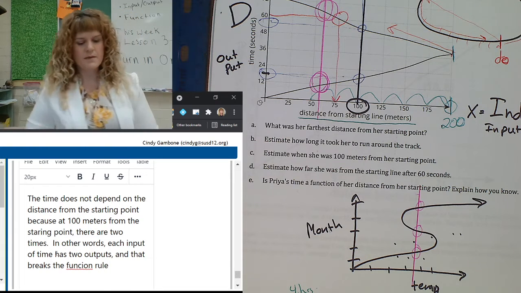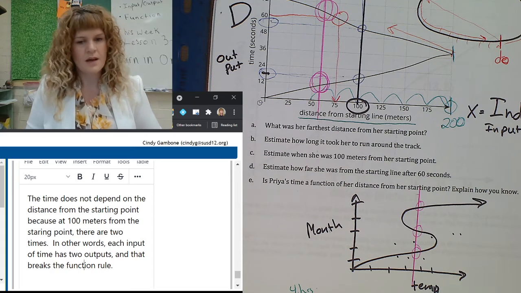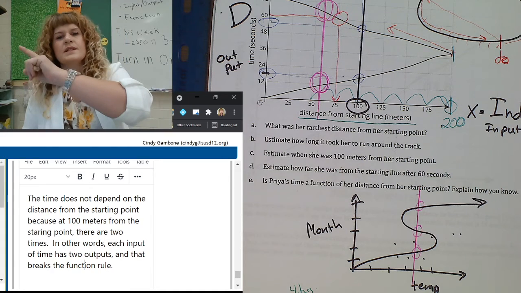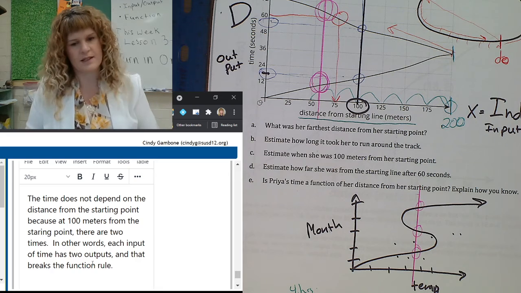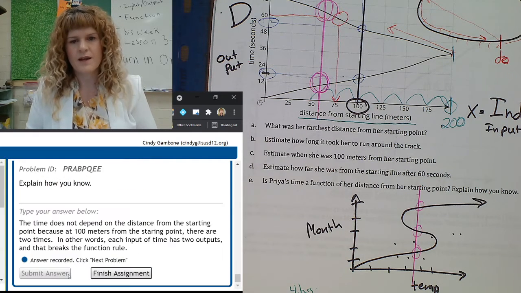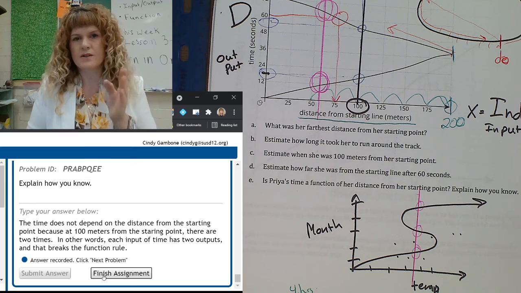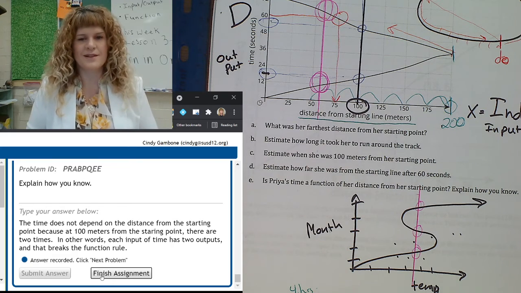The distance from the starting point does not depend on how long she's been running, because first it's increasing distance, then it's decreasing distance. So it doesn't depend on it. Okay, phew. Pause the video and make sure that you write down your answer in a way that I can understand that you understand. See you later.